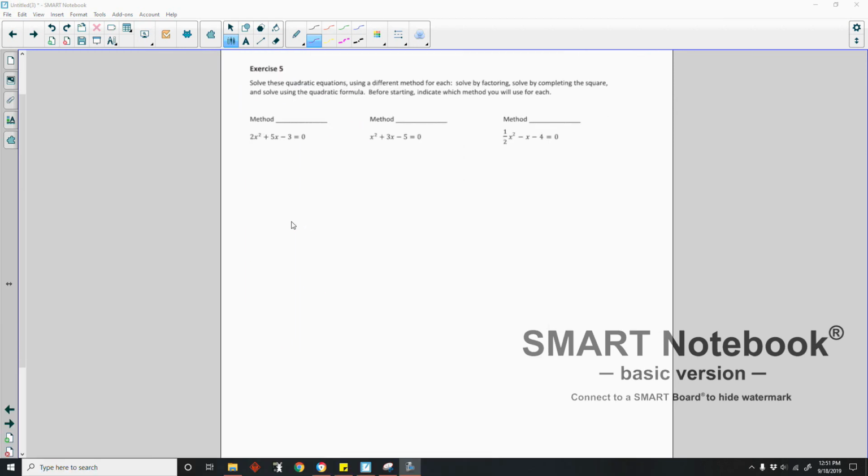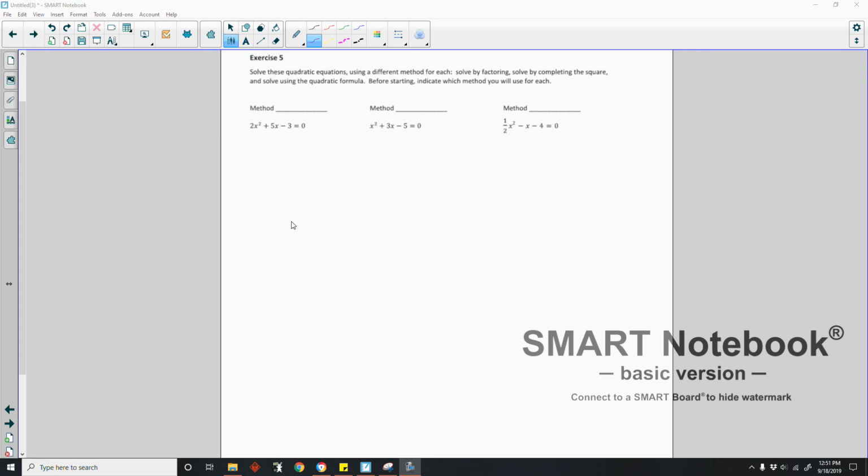Okay, here's page 3, exercise 5. It says solve these quadratic equations using a different method for each. Solve by factoring, solve by completing the square, solve by using the quadratic formula. Before starting, indicate which method you will use for each.